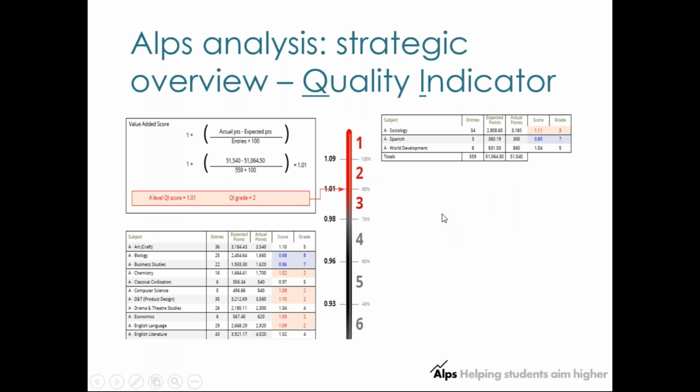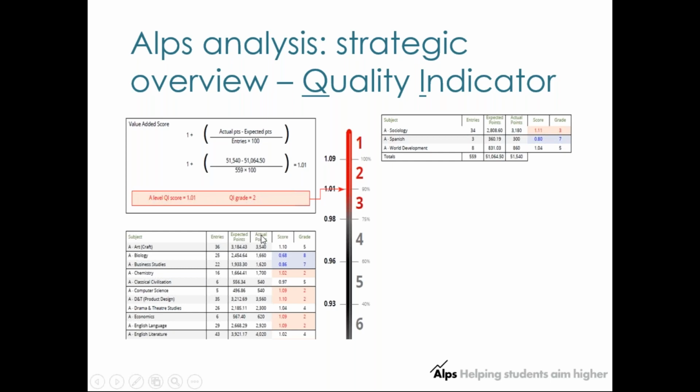So I'm going to start with the quality indicator, what we would call a QI indicator. You can see that we are looking at the performance of all the individual subjects. We are taking into account each of the entries for each of those individual subjects. We are looking at the expected points total from the student's prior attainment.